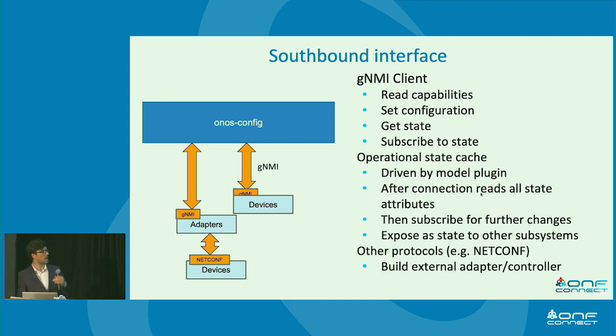That operational state cache is driven by the model plugin, and what happens is that after a connection to a device, onos-config gets all the state for read-only attributes of that device and pulls it into that operational state cache, then gets updated through a subscribe. So we subscribe for further changes, and we get the updates and we populate them to the other subsystems in µONOS-config.